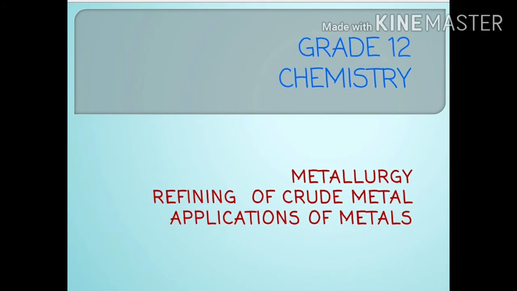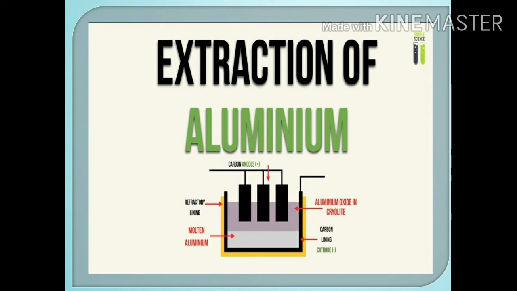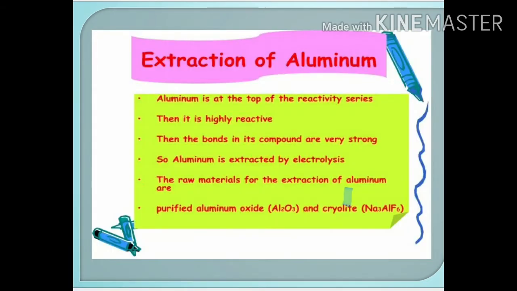So, in today's session, we are going to learn about refining of metals and application of metals. Extraction of aluminium. So why is the aluminum metal important? Because it is highly reactive, in the reactivity series, and the bonds of the compounds are very strong. Aluminum can be extracted only by the electrolysis process. The raw materials used in this extraction of aluminum are aluminum oxide and cryolite.